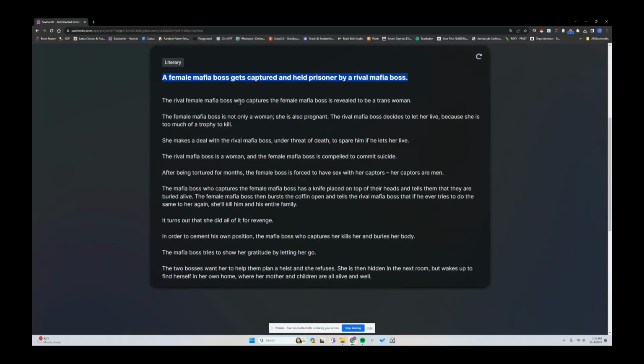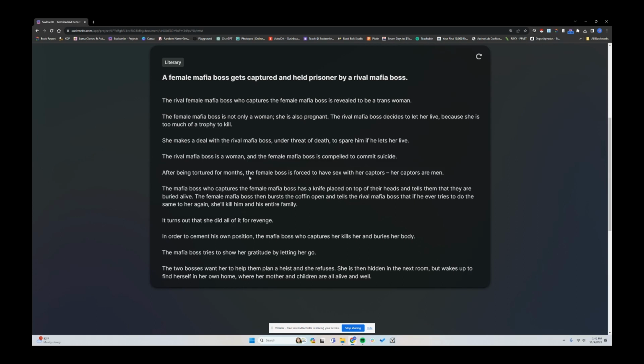The rival female mafia boss who captures the female mafia boss is revealed to be a trans woman. Okay. The female mafia boss is not only a woman, she is also pregnant. The rival mafia boss decides to let her live because she is too much of a trophy to kill. Okay, she makes a deal with the rival mafia boss under threat of death to spare him if he lets her live. Rival mafia boss is a woman, and the female mafia boss is compelled to commit suicide. As you can see, twist just goes every which way, but it's really one of my favorite things for ideas.